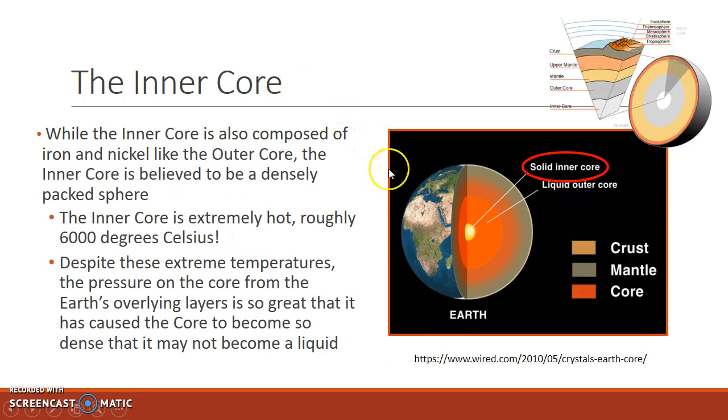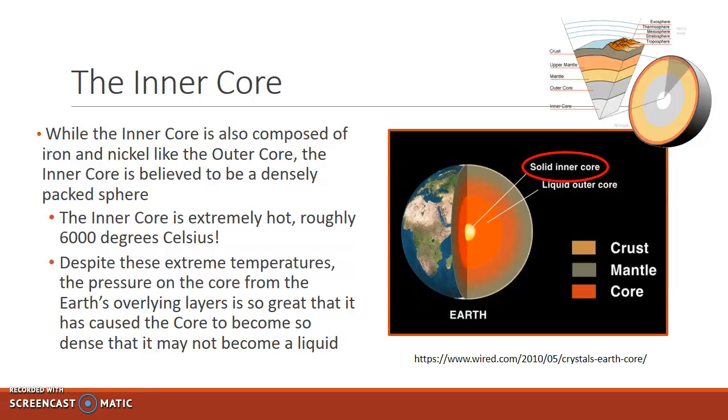And finally, we have the inner core. Now, while the inner core is also composed of iron and nickel like the outer core, the inner core is believed to be a densely packed sphere. And the inner core is extremely hot, roughly 6,000 degrees Celsius. That's almost 10,000 degrees Fahrenheit.